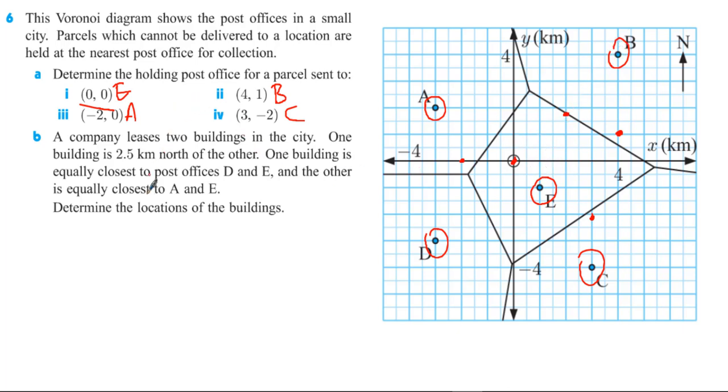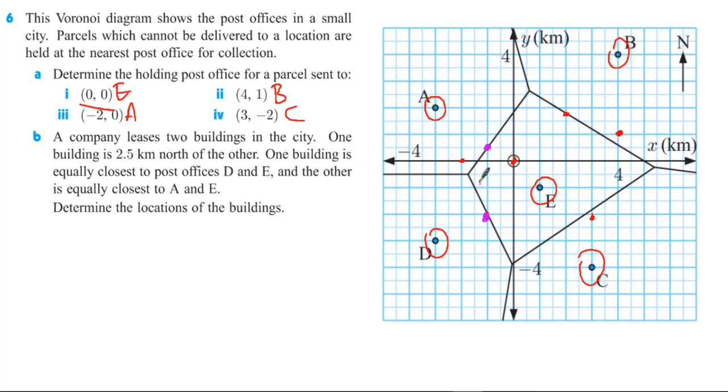A company leases 2 buildings in the city. One of the buildings is 2.5 kilometers north of the other one. One building is equally close to the post offices D and E. You have buildings here, so it must be on the edge. So let's say somewhere here. And the other building is equally close to the post offices A and E. So it must be on this edge. If you want, we can use different colors. So it's the first building and the second building. Okay, let it be here.